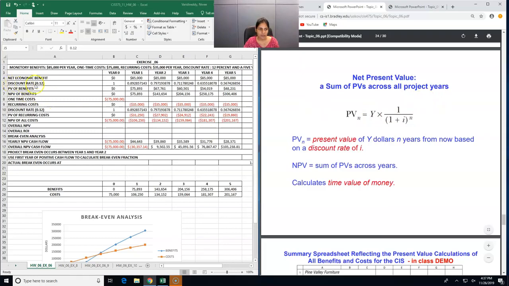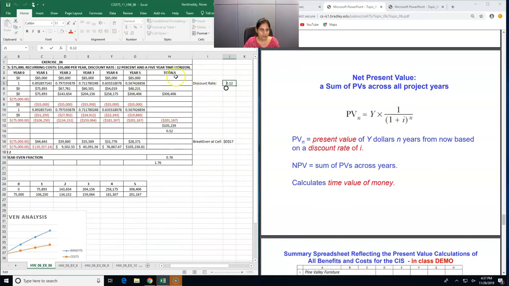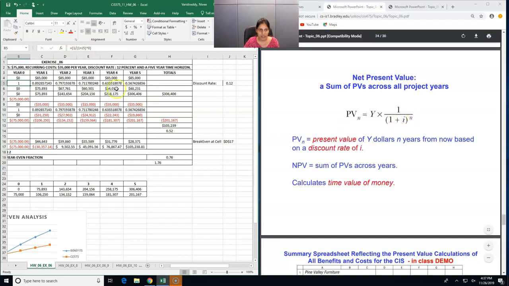So first, the discount rate we are given is 12%. I'm just calculating the 1 by (1 plus i) whole power n part. Since i is nothing but the discount rate, I'm entering it into a different cell, and then taking this as a reference. So 1 by (1 plus i) is your discount rate, that's 12%, whole power n.